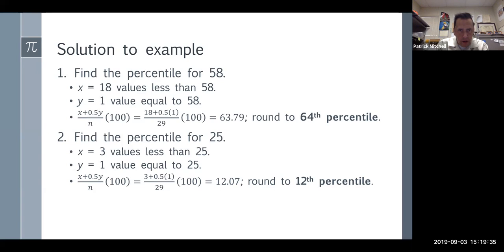Okay. So if you go back to the previous slide, there were only 3 actors that won the award younger than 25, and then there was one value listed that was equal to 25. You put those numbers in the formula. 3 plus half of 1, and then divide by 29. Converted to a percentage comes out to 12.07. The nearest whole number would give you the 12th percentile. So a 25-year-old actor who wins this award is at the 12th percentile. Only 12% of people who have ever won this award were 25 or younger.